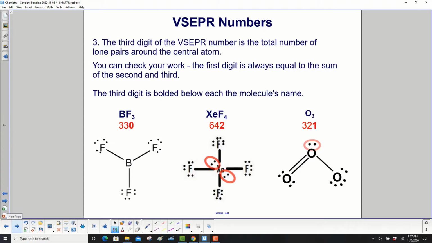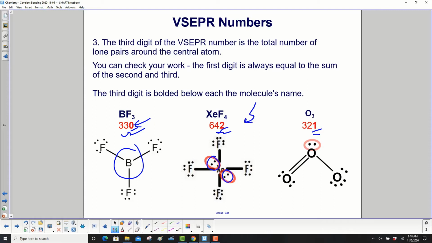So we're looking for the number of lone pairs around the central atom, and that will be the third digit, which is bolded here in each case. So for this molecule, 0. And then check your work. 3 is equal to 3 plus 0. For your xenon fluoride here, you have 2 right over here and here.